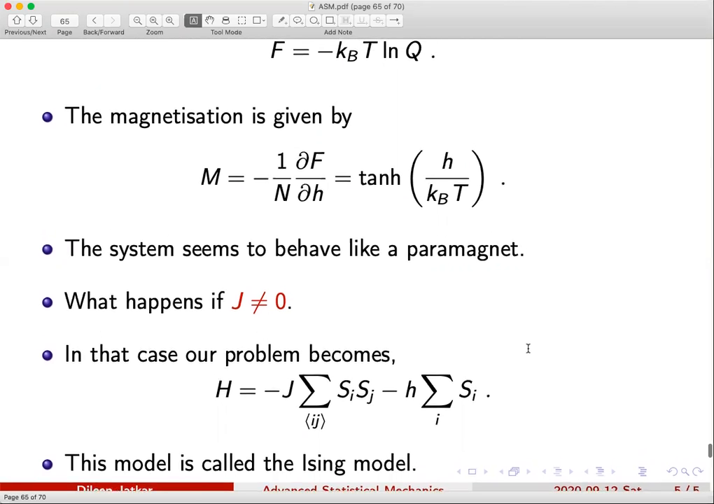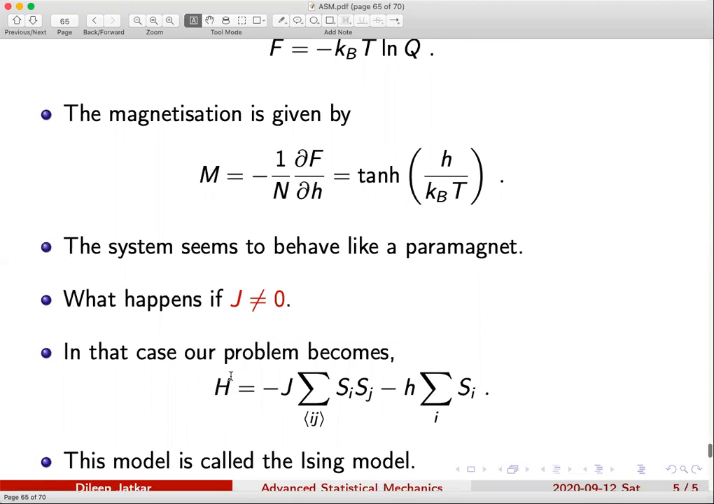So I think I have brought you to a point where we would be studying this Hamiltonian in the next class. But when J was equal to 0, we have at least managed to see that this Hamiltonian, with minus h summation Si, manages to pick up the paramagnetic behavior of the system reasonably well. So I think I'll stop here.